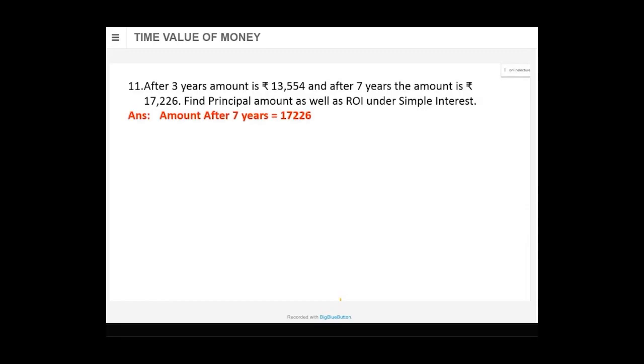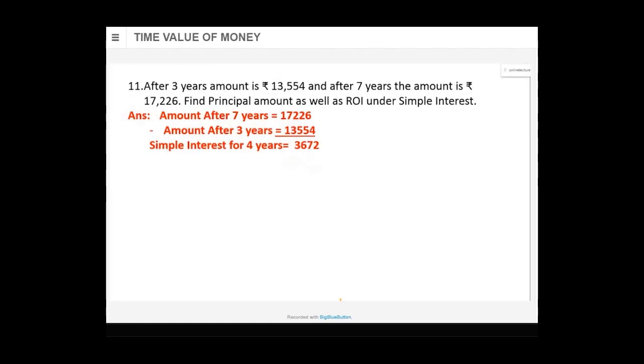See here. Amount after 7 years, 17,226, minus amount after 3 years, 13,554. Now you will get simple interest for 4 years. How 4 years? 7 years minus 3 years, how much is it? 4 years. And 17,226 minus 13,554 is 3,672. Is this part clear?